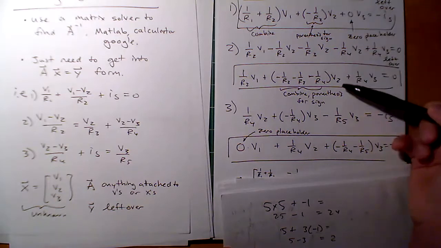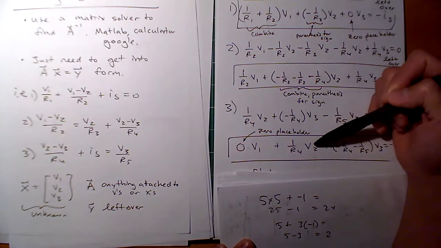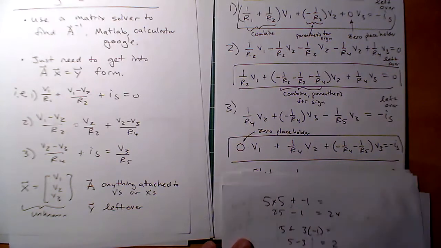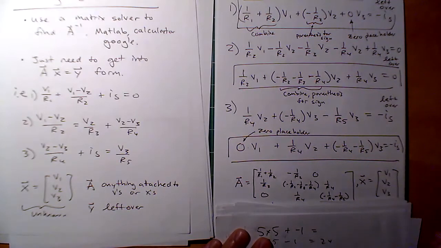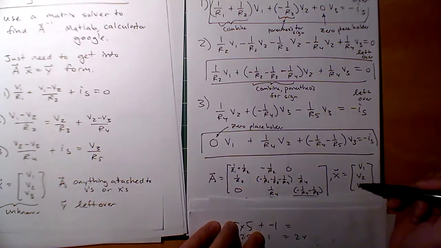So here I have my 3 equations, 3 unknowns. And now it's very close to that AX equals Y form. And this is what it would look like. This is that AX equals Y form. So X is V1, V2, V3.